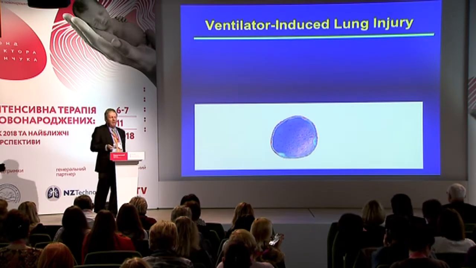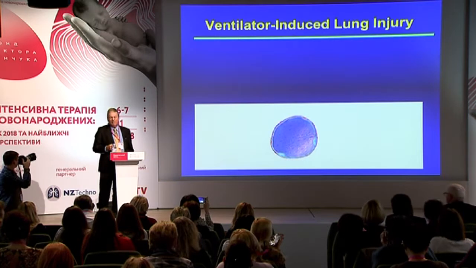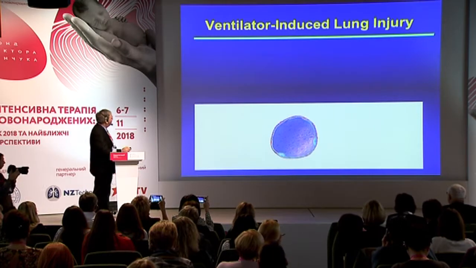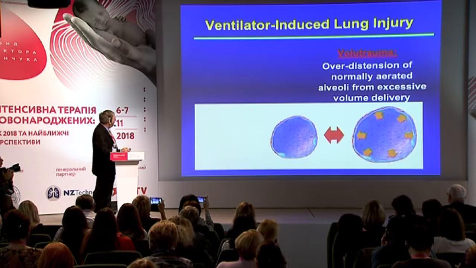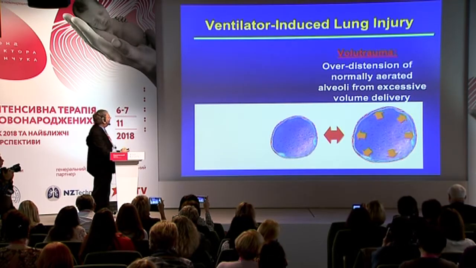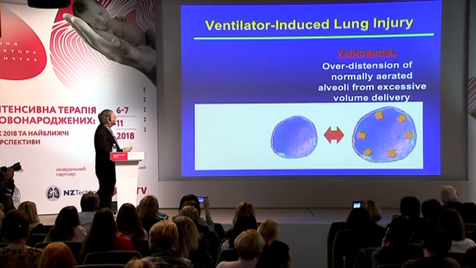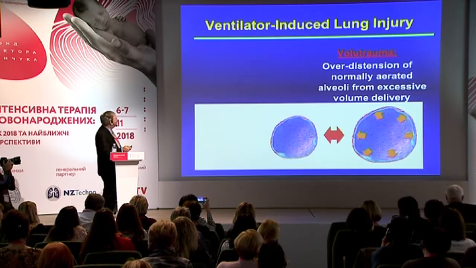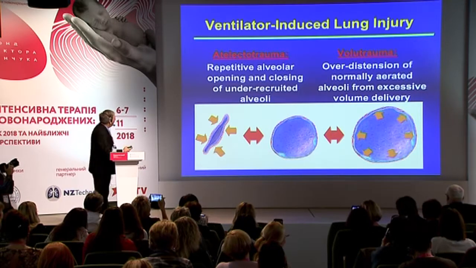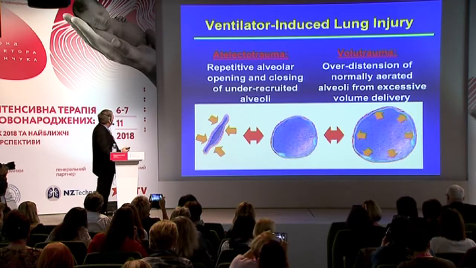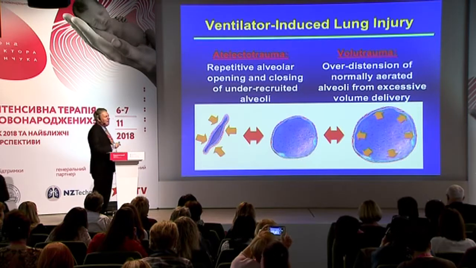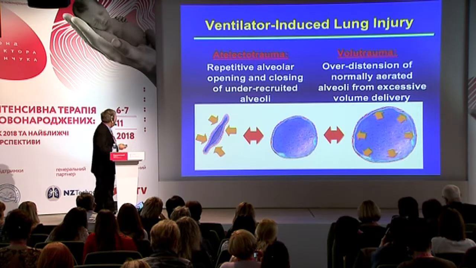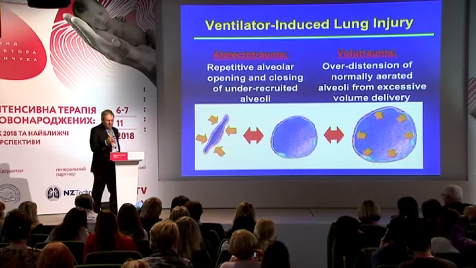Now, let's look at the components of ventilator-induced lung injury. If this represents a model alveolus that is appropriately inflated, we can define volutrauma as the overdistension of this alveolus from excessive delivery of volume. And its converse is atelectotrauma, which occurs from the repetitive opening and closing of this alveolar unit, which is under-recruited and eventually will develop a loss of its membrane integrity.